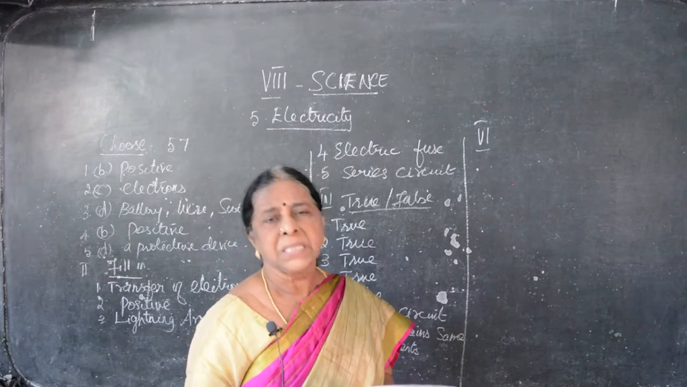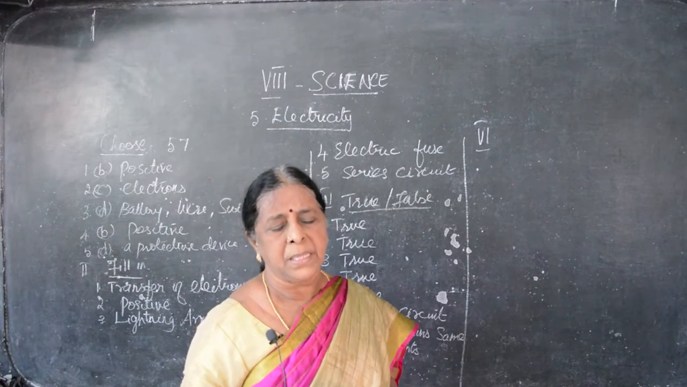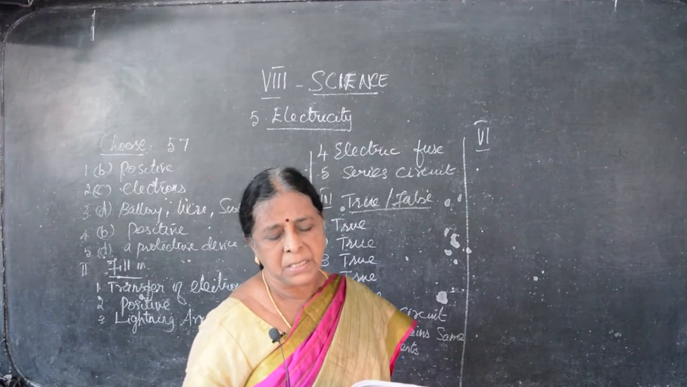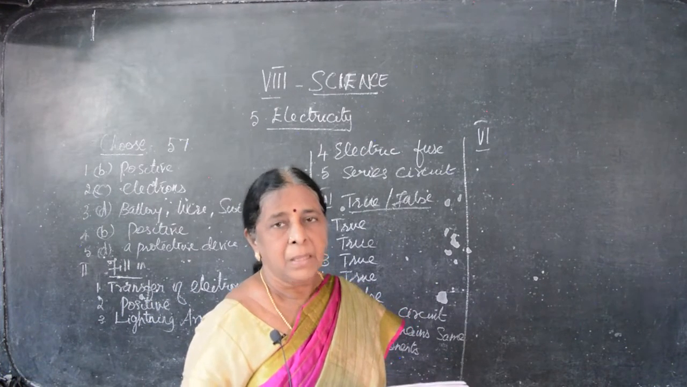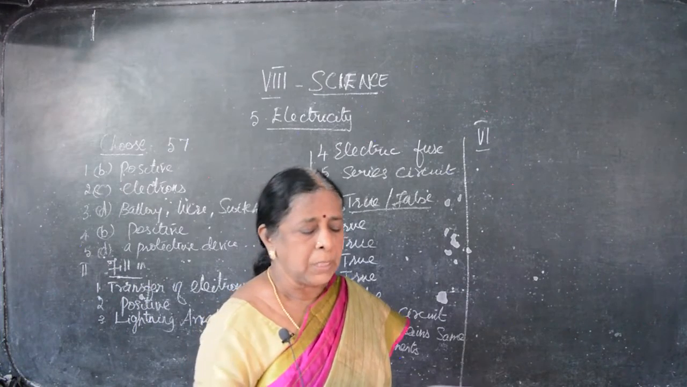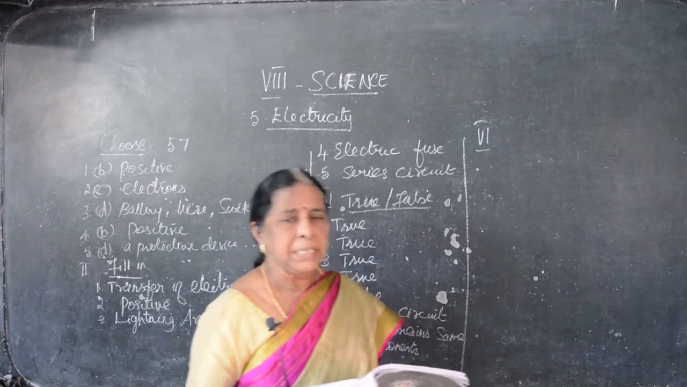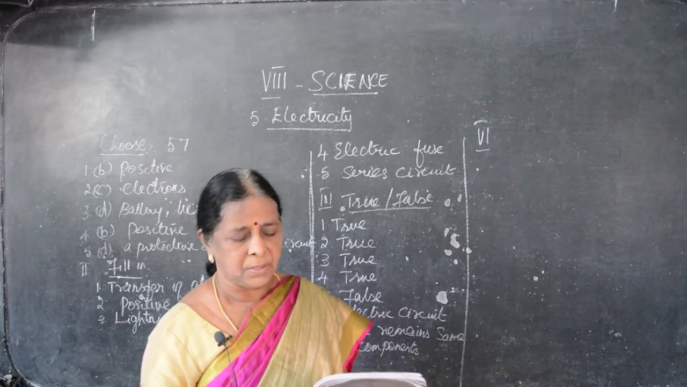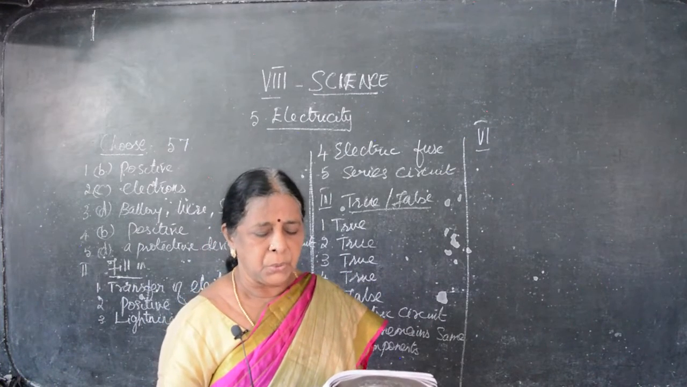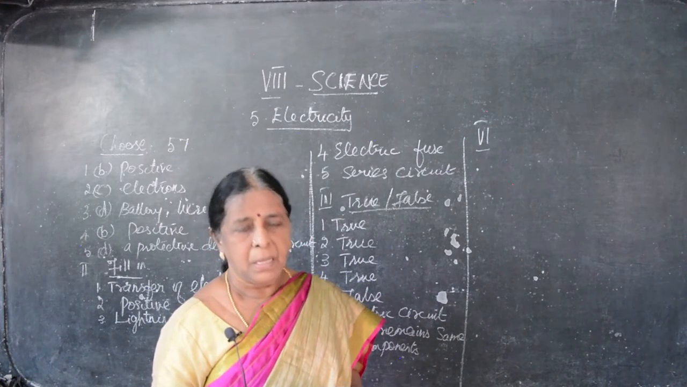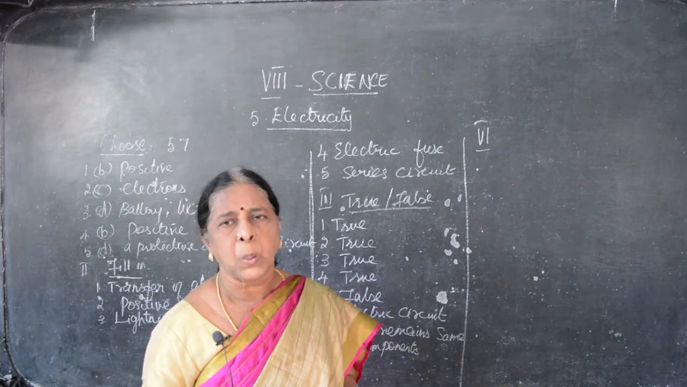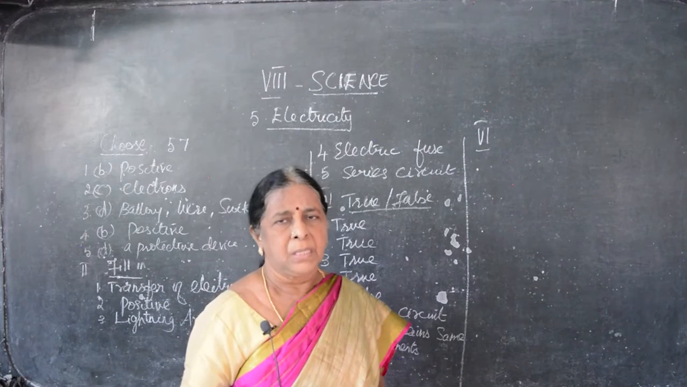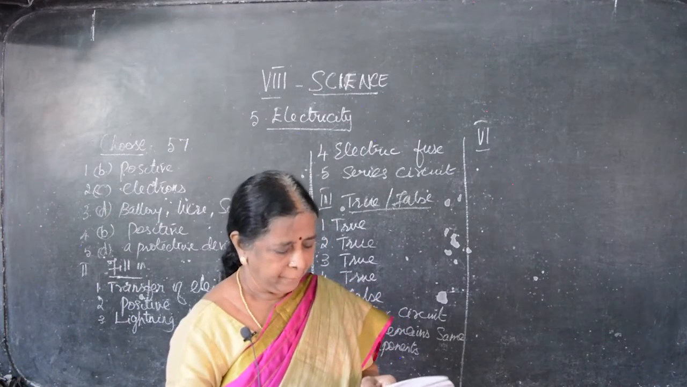Assertion. Options. You know, 4 options are there. Both assertion and reason are true, and reason is the correct explanation of assertion. First option. Second, both assertion and reason are true, and reason is not the correct explanation of assertion. Assertion is true, but reason is false. Assertion is false, reason is true. Out of 4 options, which is the correct one for the question, you have to write.